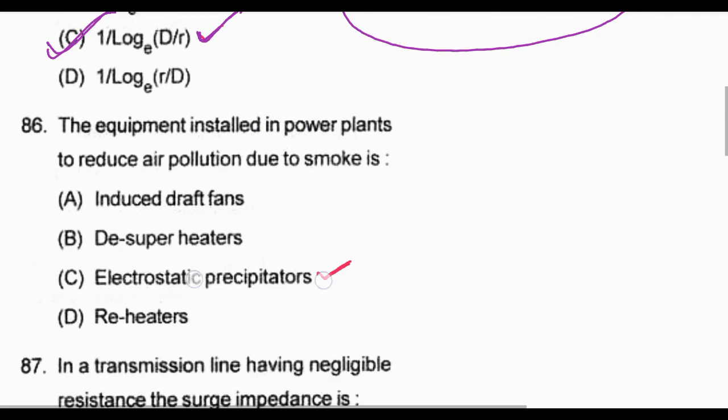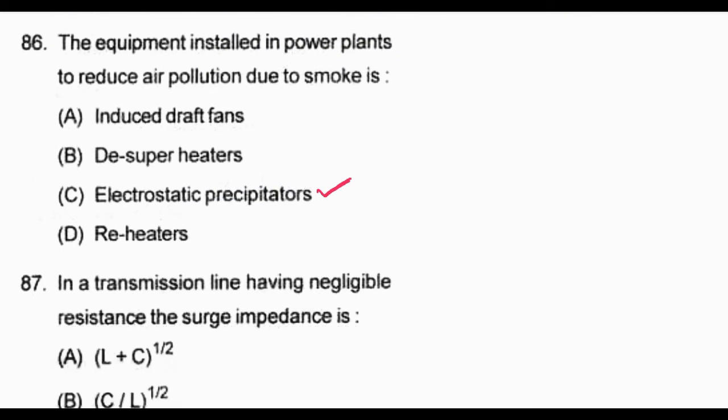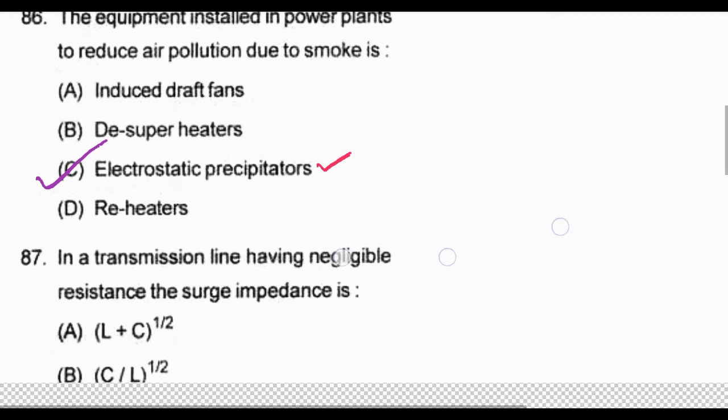Next question is question number 86. The equipment installed in power plants to reduce air pollution due to smoke is the electrostatic precipitator, because it collects the particulate matter that is present in the smoke or the output of that plant, so that the particulate matter will not be released to the environment and pollute it.